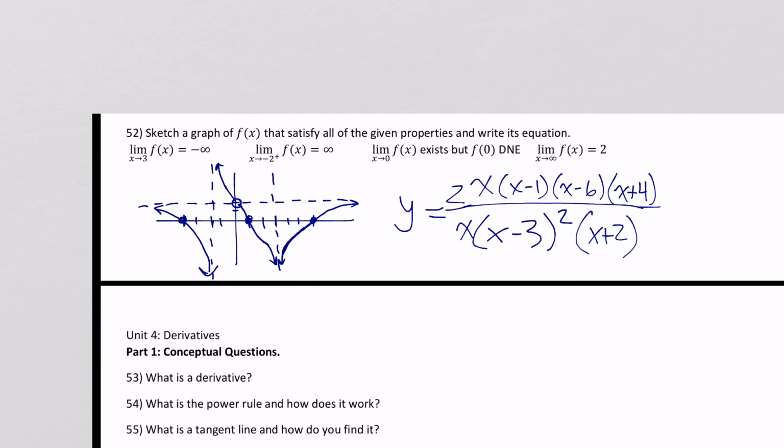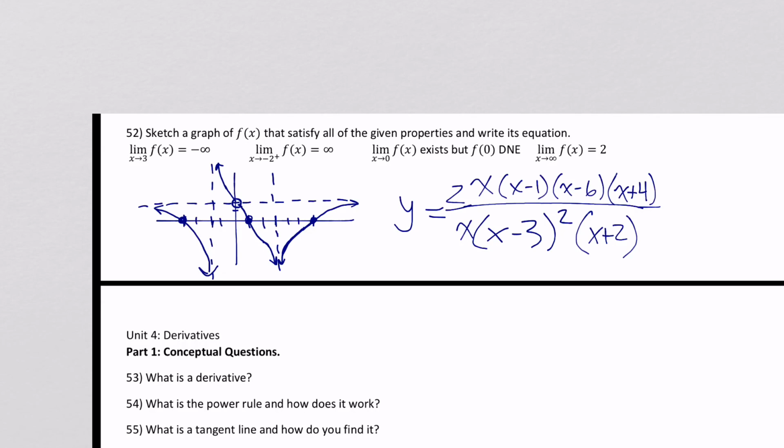My x minus 3 asymptote is squared because my tails are going together. The x plus 2 asymptote has an odd multiplicity because my tails are going apart. I have a power of x in the top and the bottom, creating a hole in my graph. I have an x minus 1, creating an x-intercept that crosses at 1, an x minus 6, creating an x-intercept that crosses at 6, and an x plus 4, creating an x-intercept that crosses at negative 4.